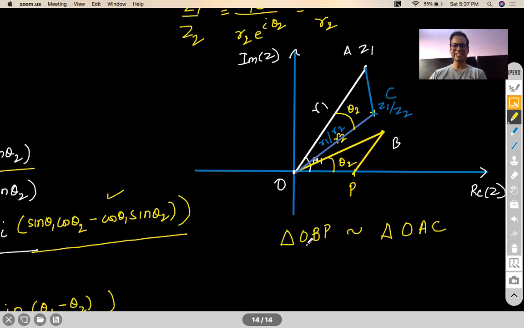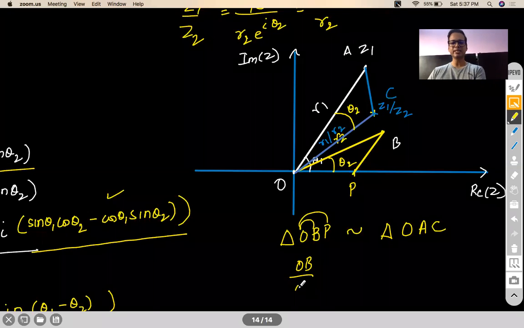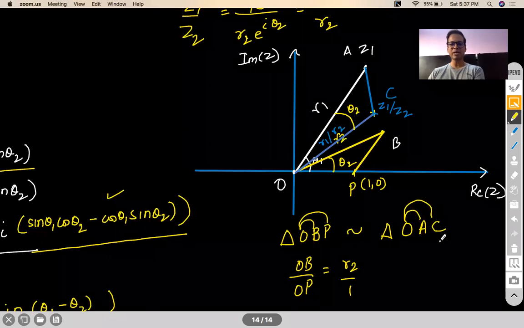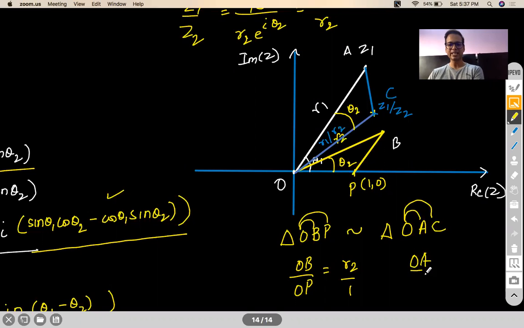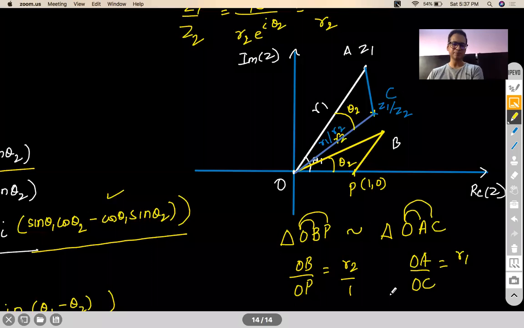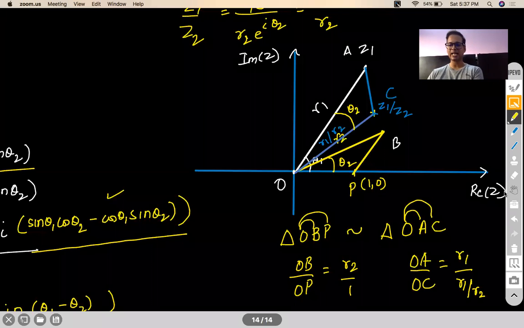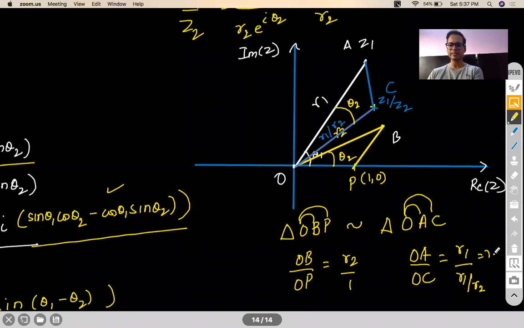Check point 1. Second thing is, let's say if I take OB by OP. OB by OP will be what? OB is R2. OP, I didn't tell you. Sorry, my bad. P was at 1, 0. So OP is 1. It's same as OA by OC. Let's check. OA is R1, correct? And OC is R1 by R2. So R2 will go up, and yes, they are same. So we can directly say these two triangles are similar.